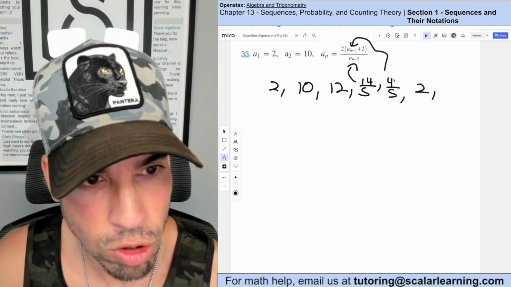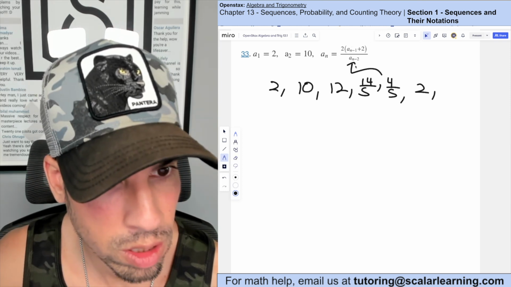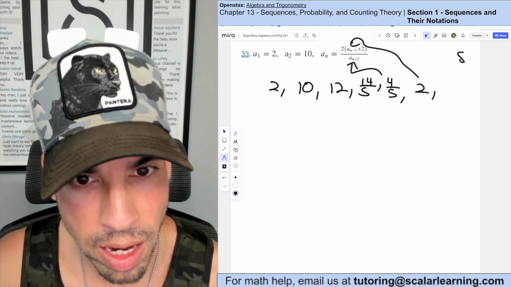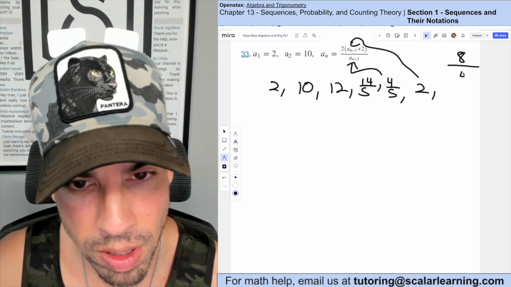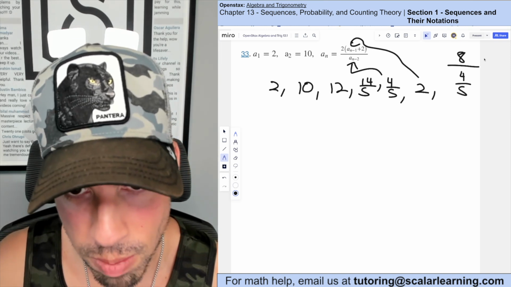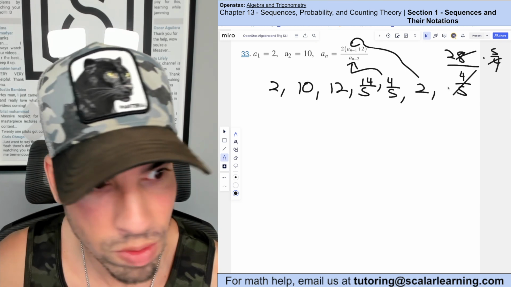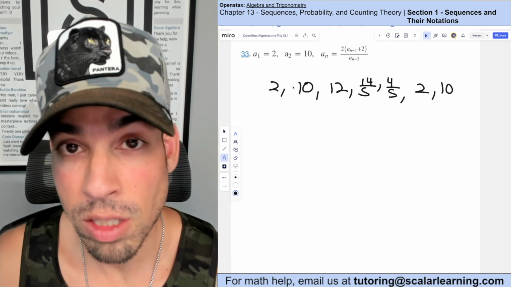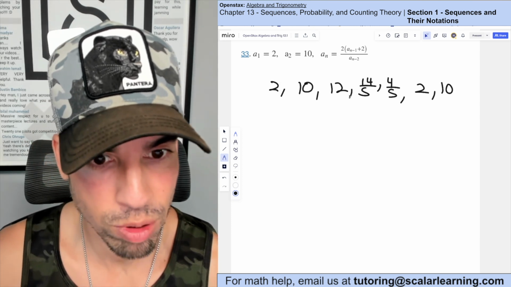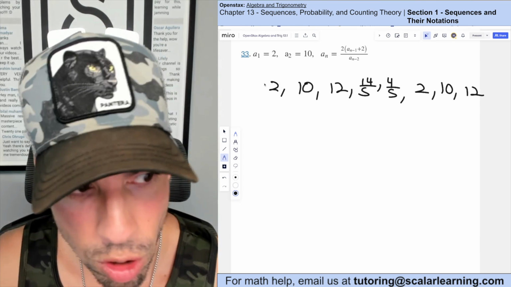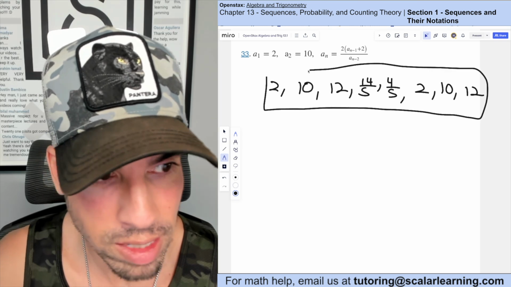All right, now to get the 7th term, we're going to plug in this one here and this one up here. So 2 plus 2 is 4 times 2 is 8 over 4/5 on the bottom, which is the same as multiplying by the reciprocal, 5/4. It's going to cancel out to 2. 2 times 5 is 10. And that's very interesting because it looks like we have a pattern that's repeating. So we can presume that the next term is probably going to be 12. So those would be the first 8 terms. That's how you do it.